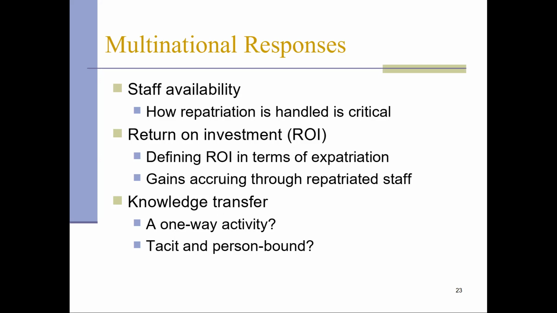Some researchers say that if we pay 1 rupee to our employee, we should get 7 or 8 rupees back from him. Otherwise, we can't fulfill the return on investment. Therefore, we have to measure how much we get back from that particular expert or repatriate.